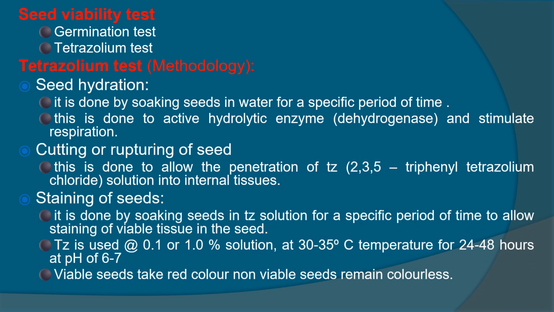Staining of seeds is done by soaking seeds in triphenyl tetrazolium chloride solution for a specific period of time to allow staining of viable tissue in the seed. Tetrazolium chloride is used at 0.1 or 1.0% solution at 30 to 35 degrees Celsius for 24 to 48 hours at pH of 6 to 7. Viable seeds take red color, non-viable seeds remain colorless.